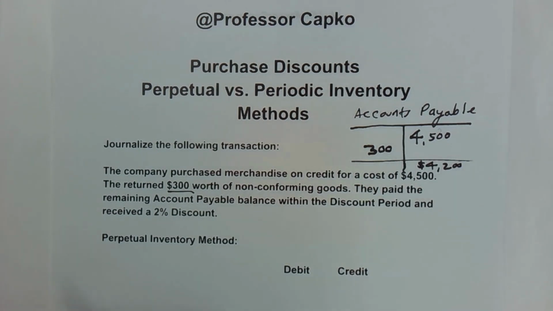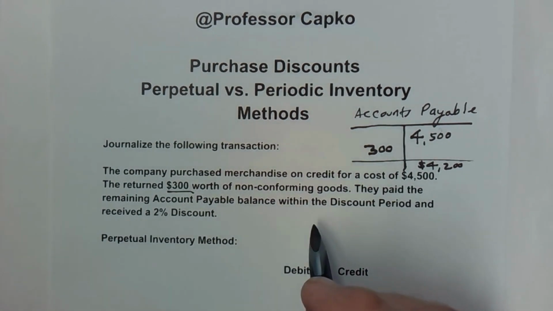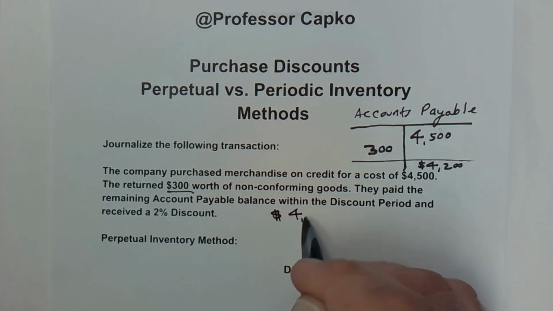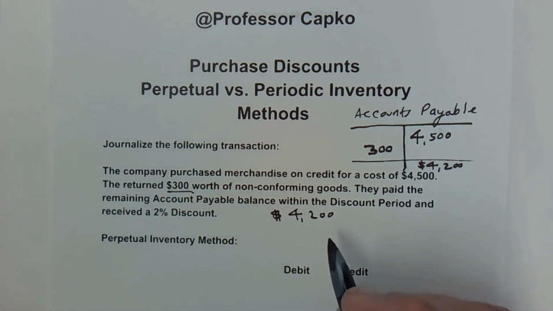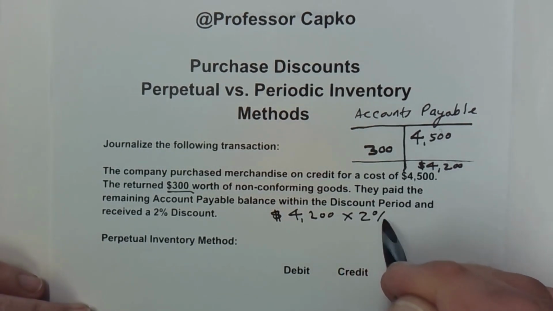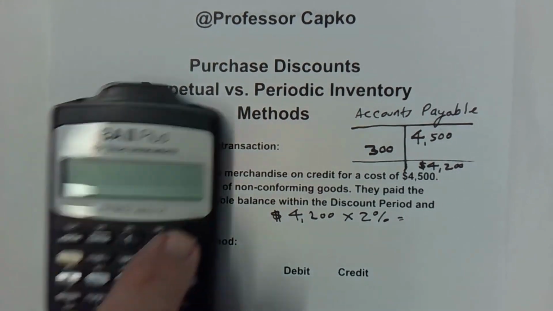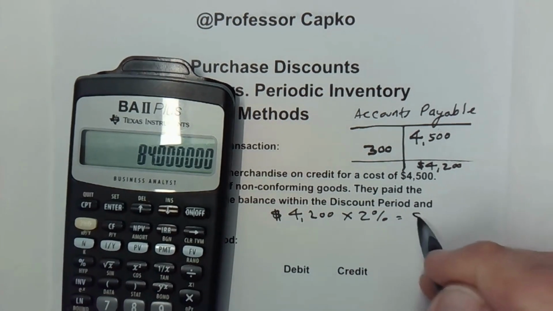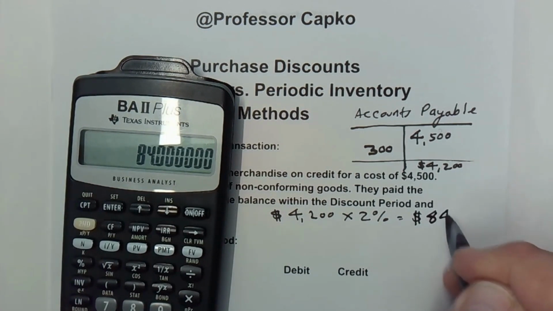This is the amount that's going to be paid off in this transaction, but they receive a 2% discount as well. So let's take a look at how much that would be. So we would have a $4,200 balance that we're paying off, and we receive a 2% discount. So how much is that discount? We can put it into a calculator, and we had $4,200 is the remaining balance times 0.02 gives us an $84 discount.